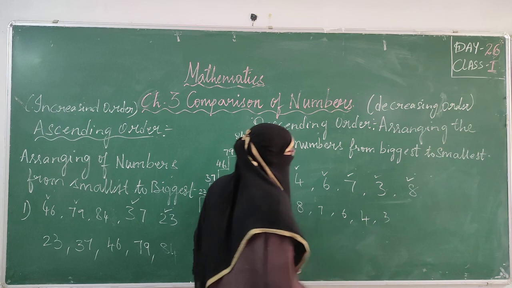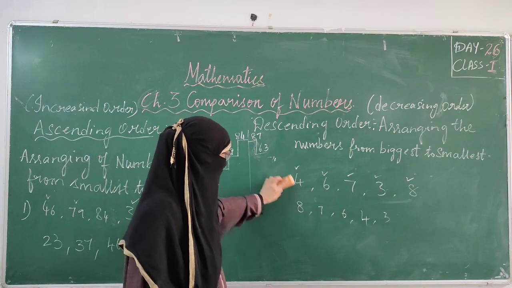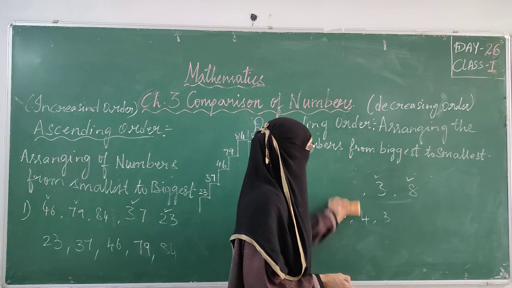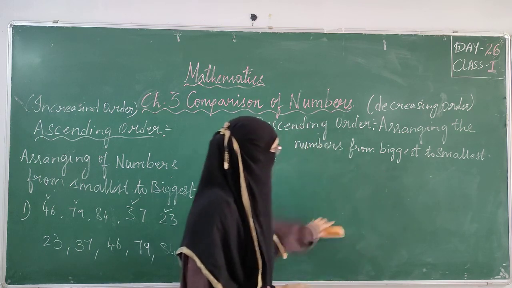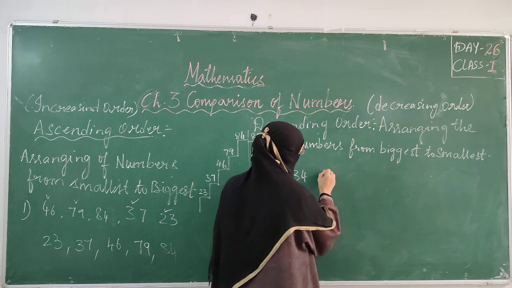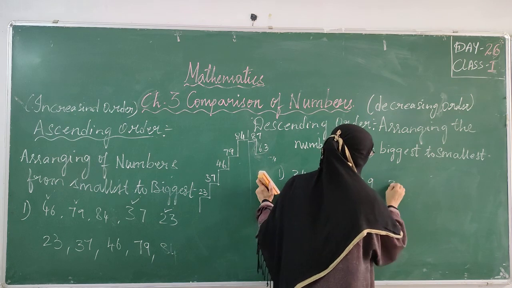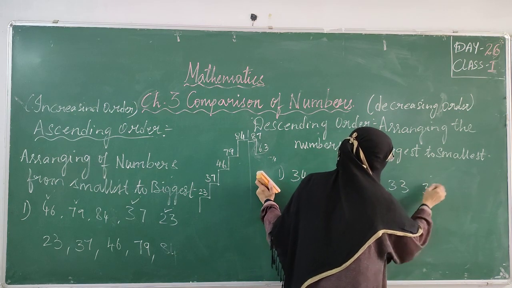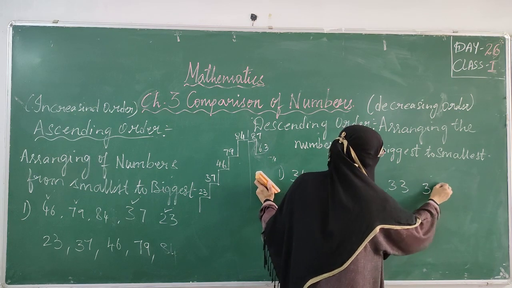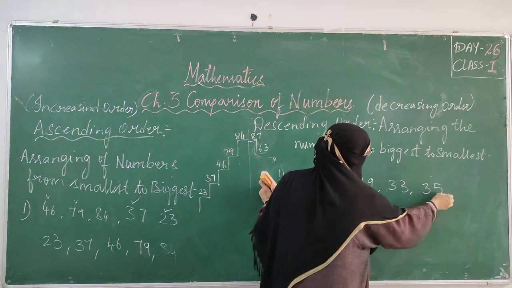So it is very easy if we have single digit numbers. It is very easy for us to write in increasing order or decreasing order. Now when we take 2-digit numbers, these are my numbers: 34, 37, 39, 33, 35.